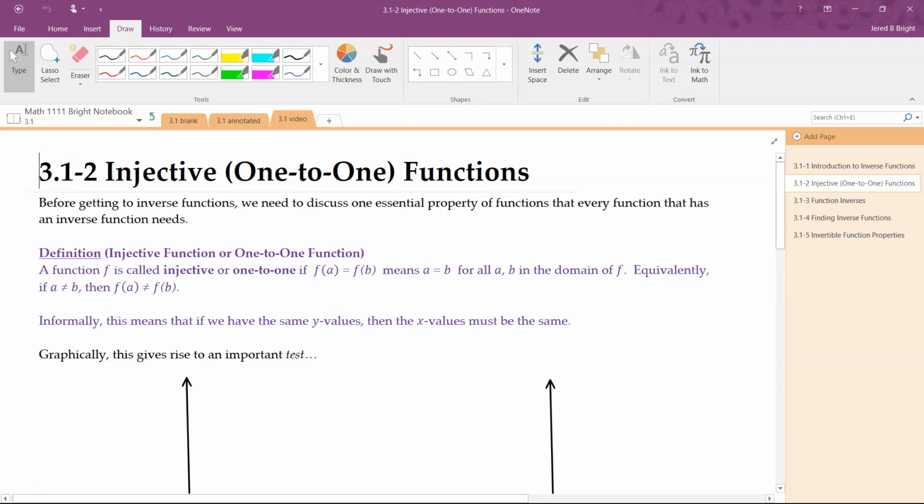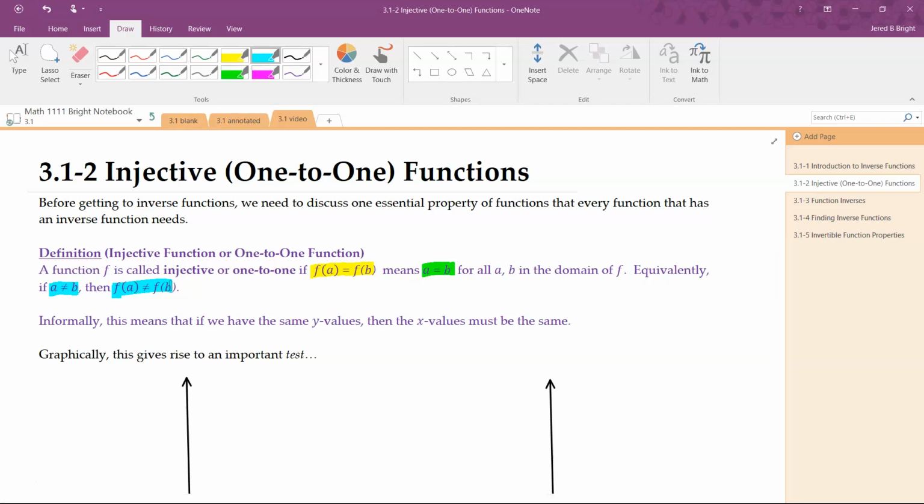The idea is that if you have the same y values, then that means that the x values are the same, okay? So, in other words, if the x's are different, the y's are different, okay? Meaning that a function can only ever pass through a y value once.